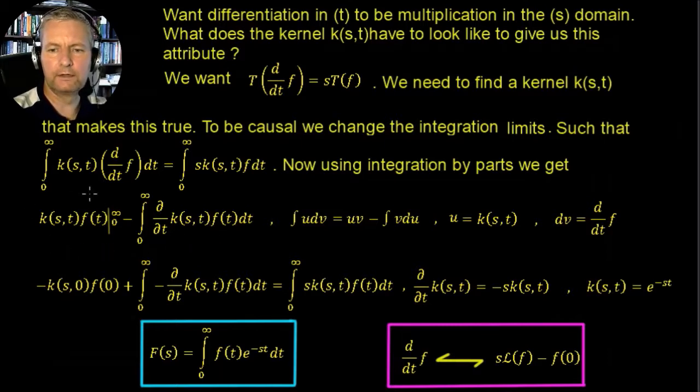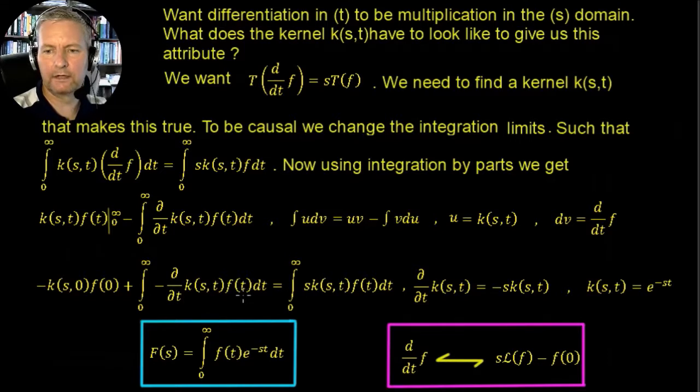So leaving this bit out for the moment, what we're going to be left with is this part here, which has just been rewritten here, and we want that to equal what we have above, which is our integral from 0 to infinity of s k of st f of t dt. Now you can see that with this equality, we've got what we want. We've been able to take the f of t out from inside this differentiation and place a k of st inside it. So now the k of st is getting differentiated and the f of t is outside.